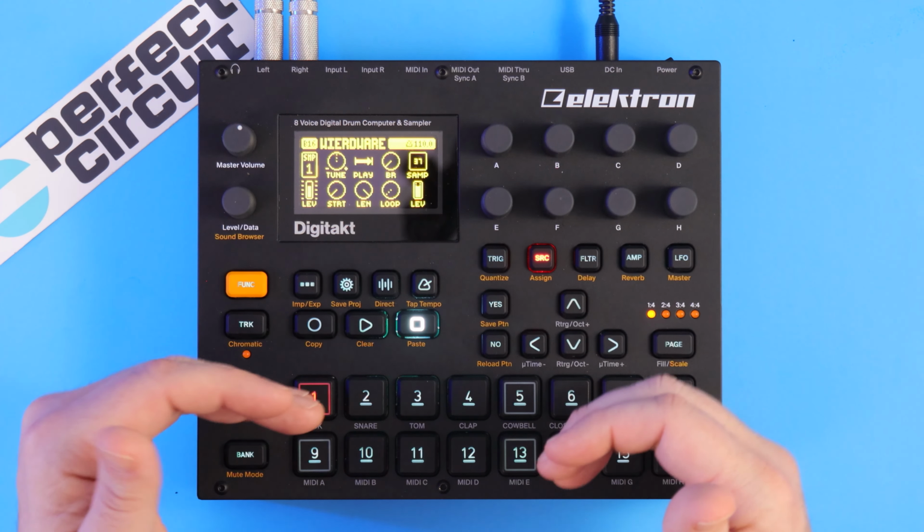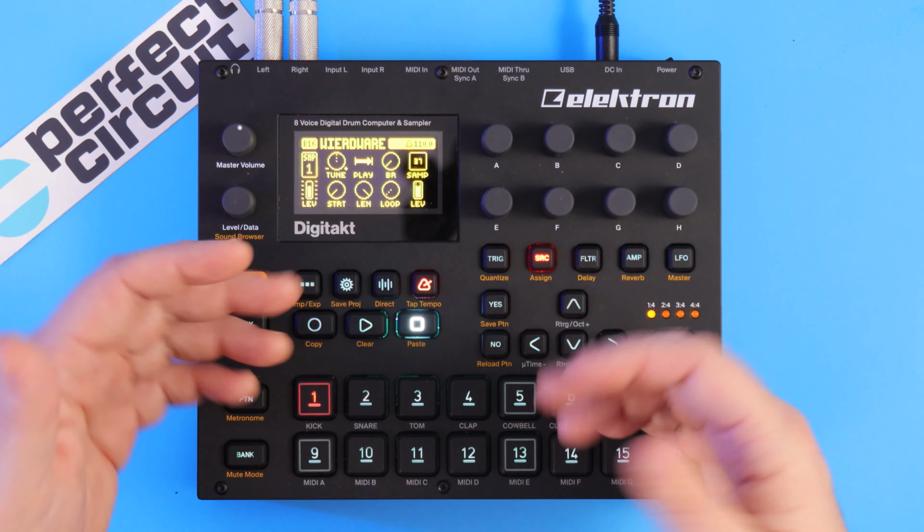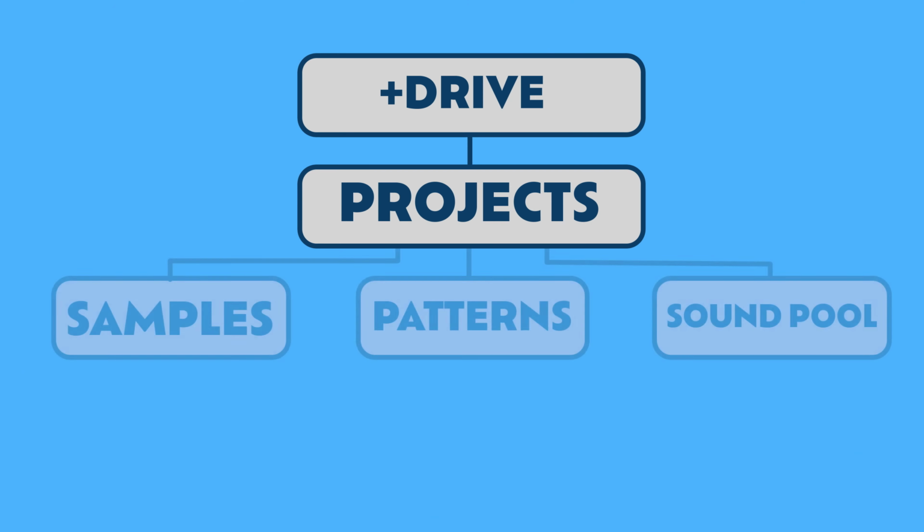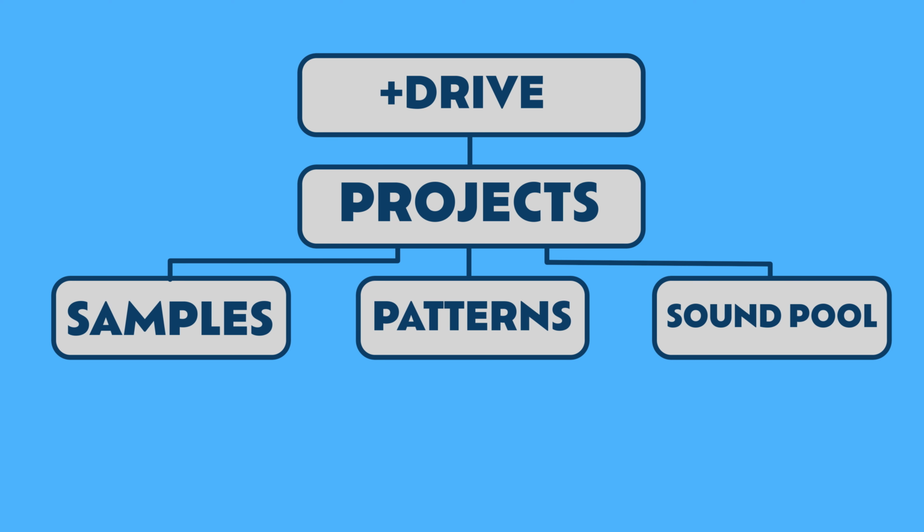So project would be the next subfolder down from plus drive. You have your plus drive and then a series of projects. And within a project, we would have the samples, 127 samples available. I don't know why it's not 128, but 128 patterns, and then 128 sounds in your sound pool. And that's within each project.